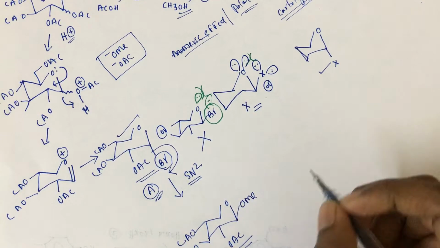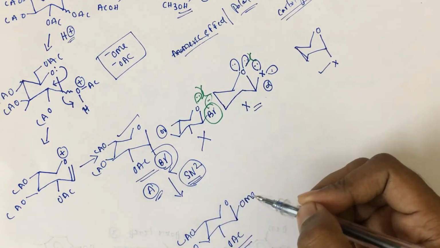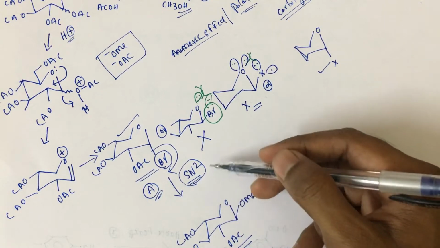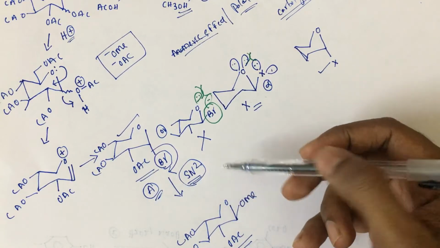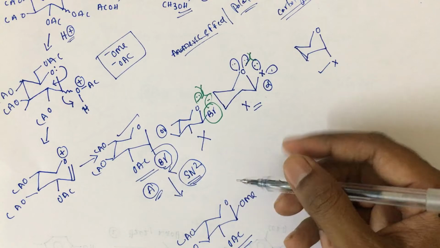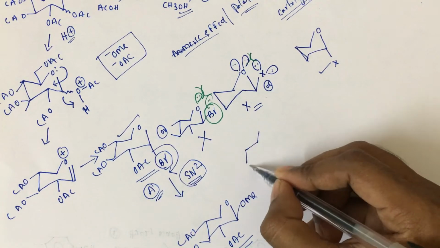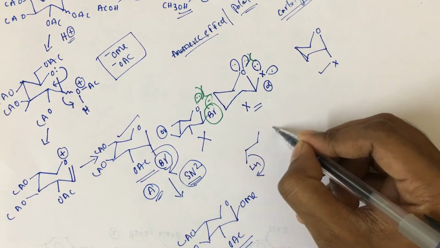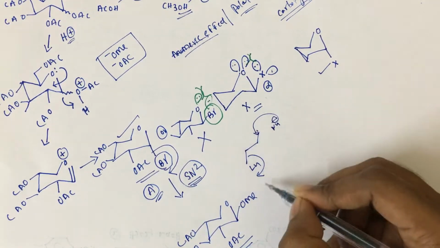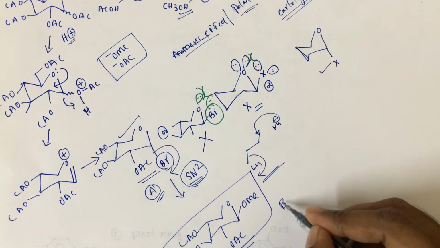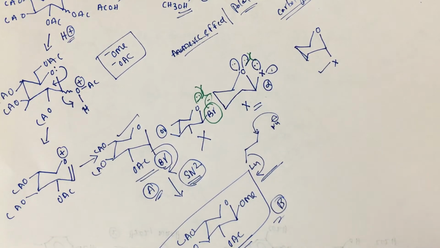Okay, and here this is an SN2 reaction that we keep in our mind. Here we can't talk about the anomeric effect, because this is an SN2 reaction. SN2 reaction means if the leaving group is going this way, the nucleophile will come this way. So this is about this question, and this will be option B, sorry, answer B.